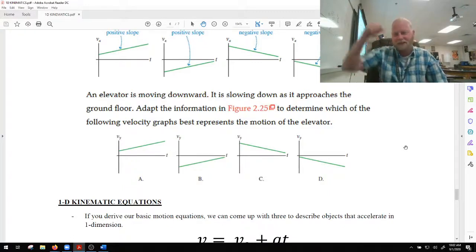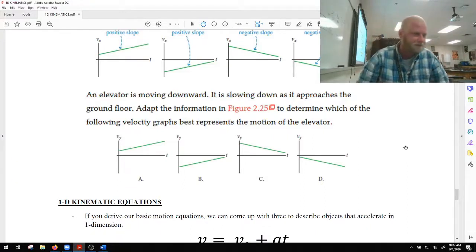All right, so the elevator is moving downwards. Now we've talked about positive and negative velocity in terms of left and right. Well, if you're doing up and down, guess what direction is positive? Up is positive, down is negative. So it's moving downwards, so we know that it has a negative velocity. And we also know that it's slowing down.